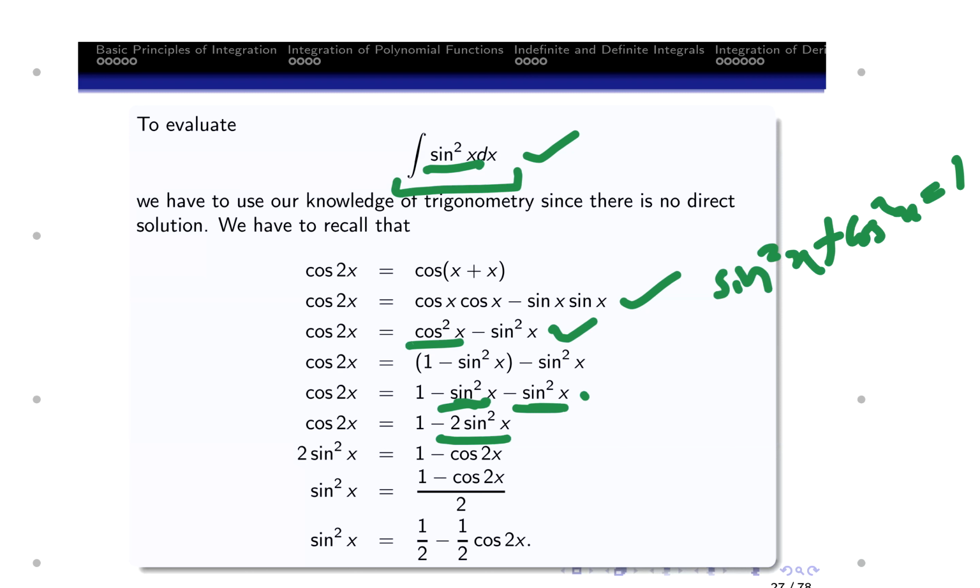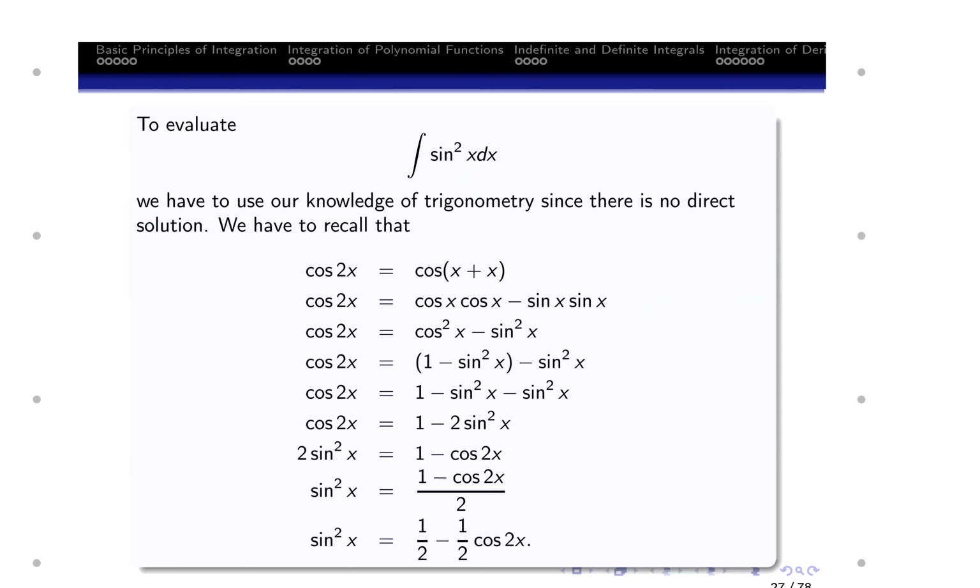Mind you, if what you wanted to integrate was cos squared x, then you would make sine squared x into 1 minus cos squared x, so you get only cos. But here our focus is on sine. That's why we're doing that. So now we have 1 minus 2 sine squared x. You can easily make sine squared x the subject of the formula, right? Make the whole expression in terms of sine squared x. And how to do that?